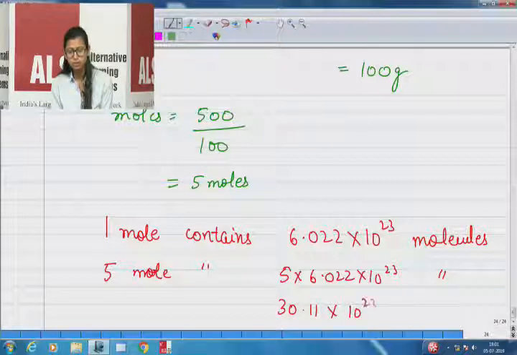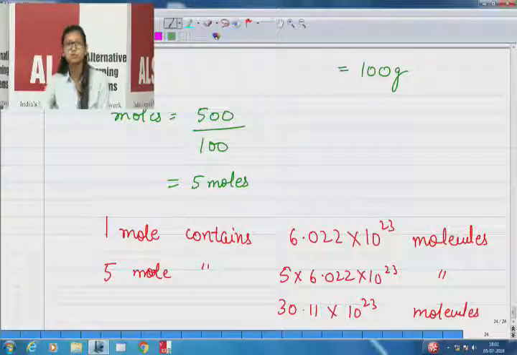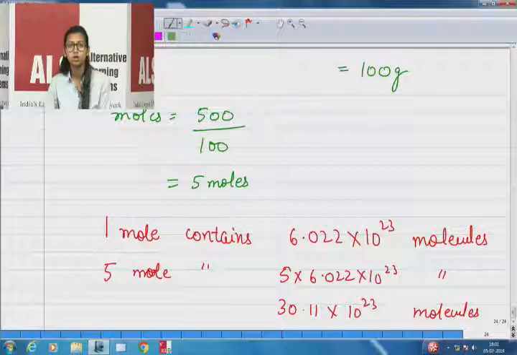Into 10 to the power 23 molecules. How many of you got this as the answer? Raise your hands, Kohima Center. How many of you got it? Good. Okay, many of you got it. Very nice, very good. So I guess we are done with the class timing now.